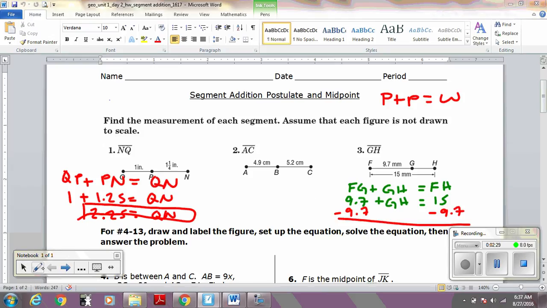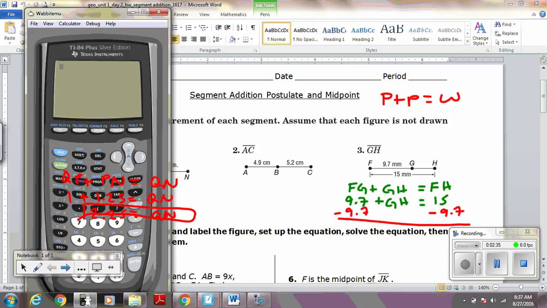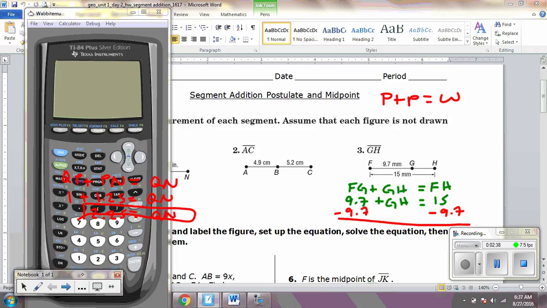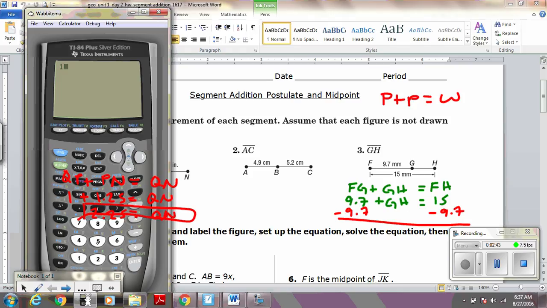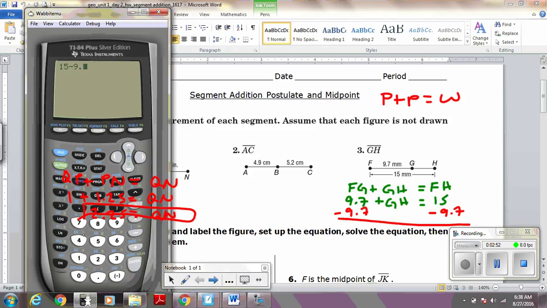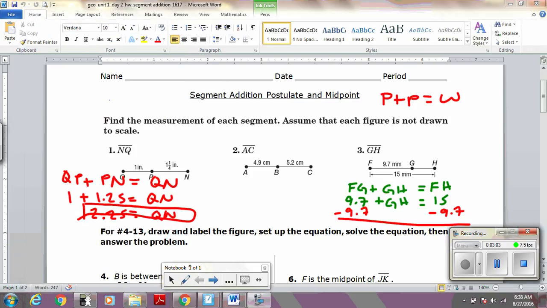So we can grab our handy dandy calculator if you need to. And 15 minus 9.7 is equal to 5.3. So GH equals 5.3.